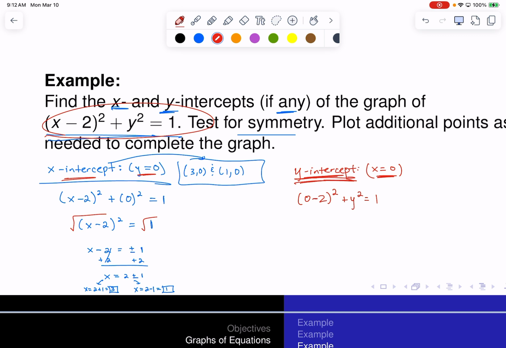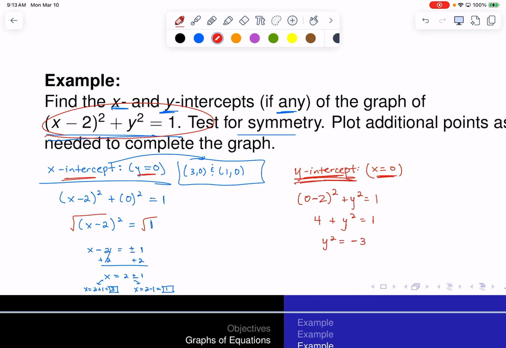All right, so now we're going to have 0 minus 2. What's 0 minus 2? What's negative 2 squared? 4. So we're going to have 4 plus y squared is equal to 1. So Carter, what would I do next to solve for y? Just think like an 8th grader. Subtract the 4. Just get y by itself. Okay? So subtract the 4. You're going to get y squared is equal to negative 3.